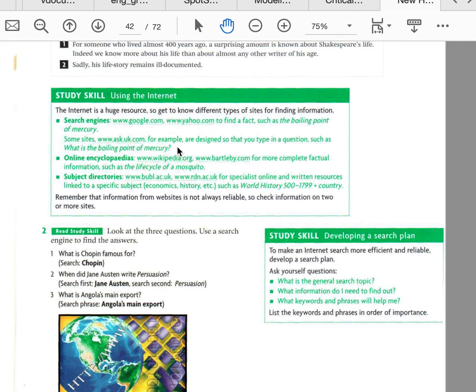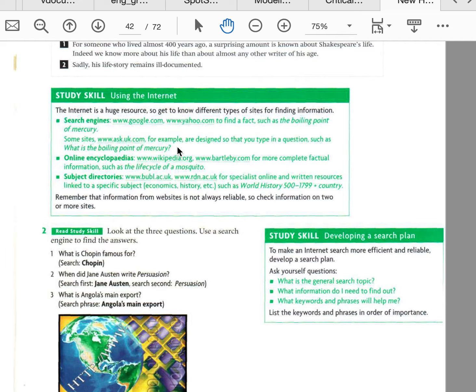You can use search engines like Google or Yahoo to find a fact such as the boiling point of mercury. Some sites like ask.uk help you to ask a question. There are sites where you can ask and then find some of the answers on the website.